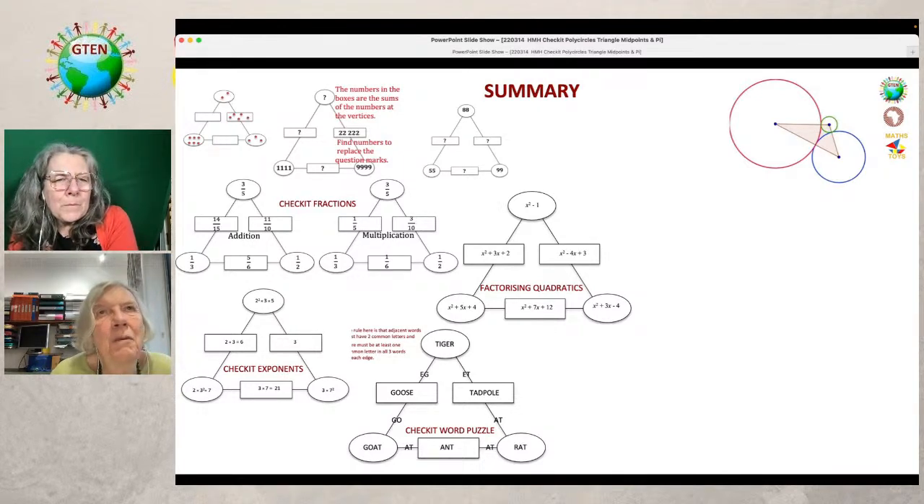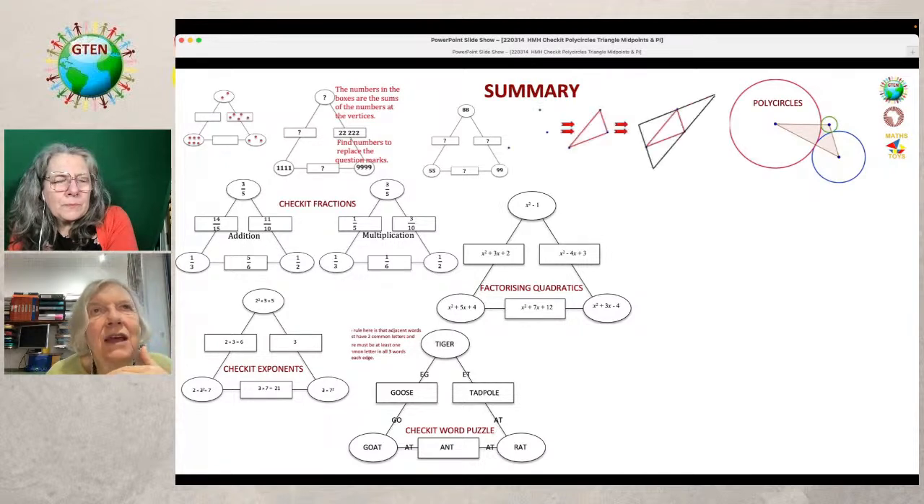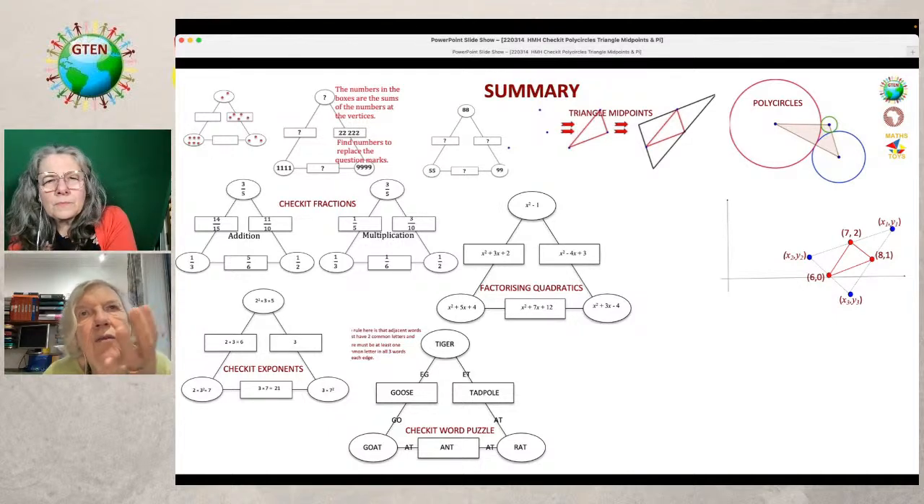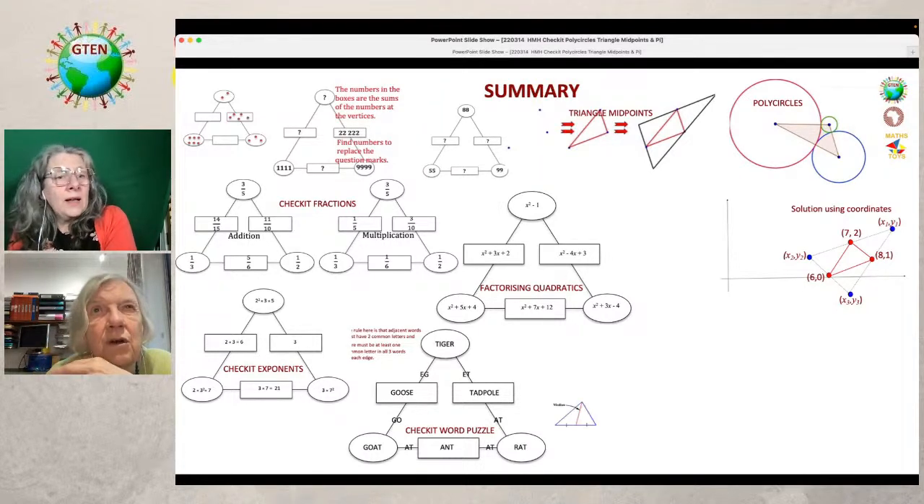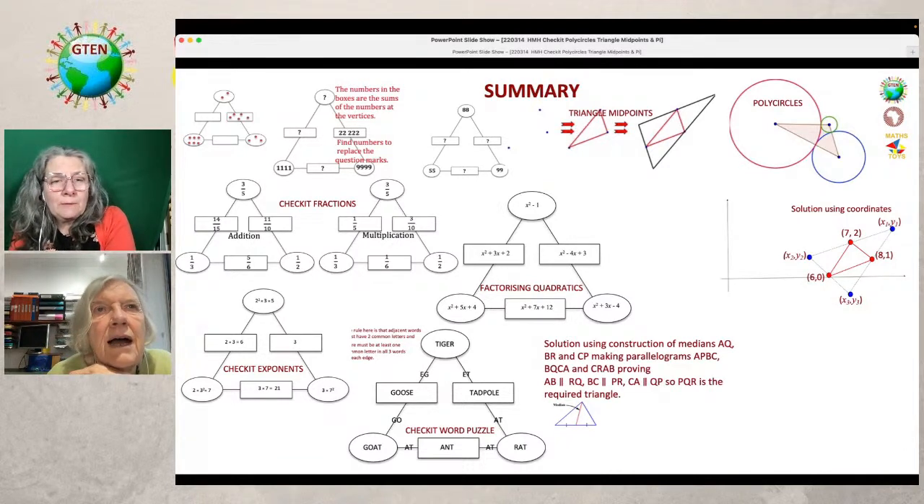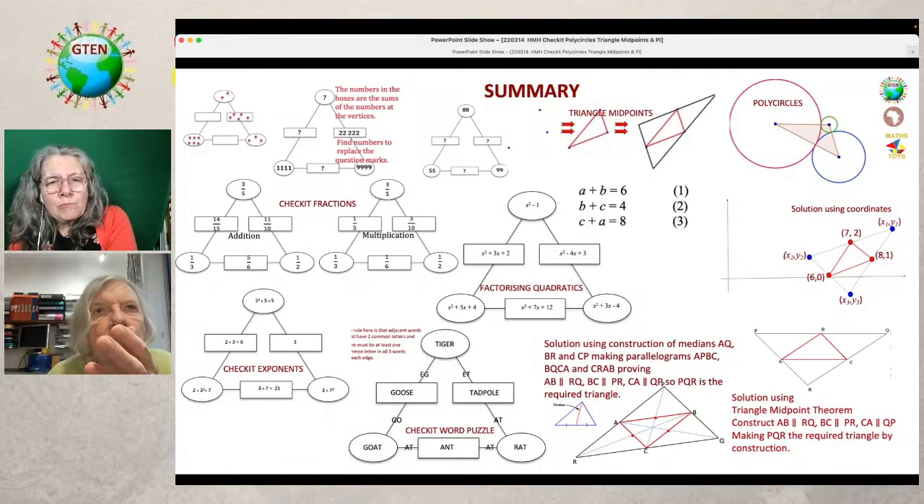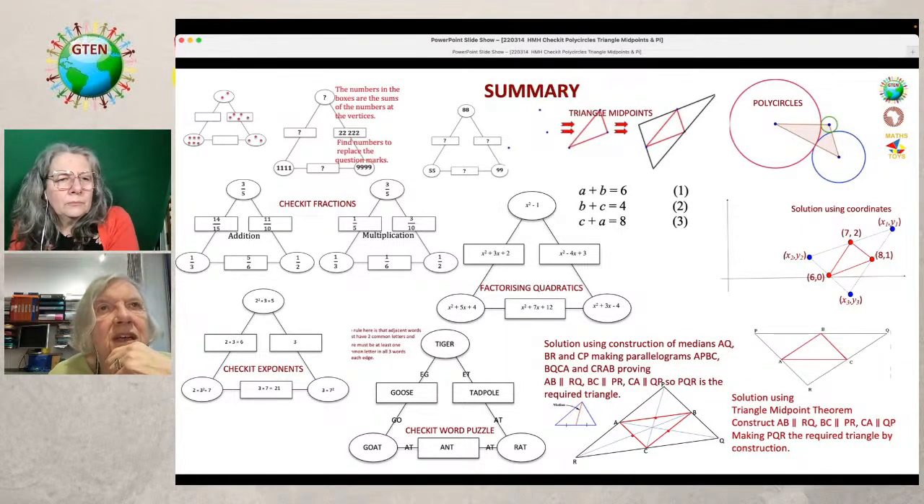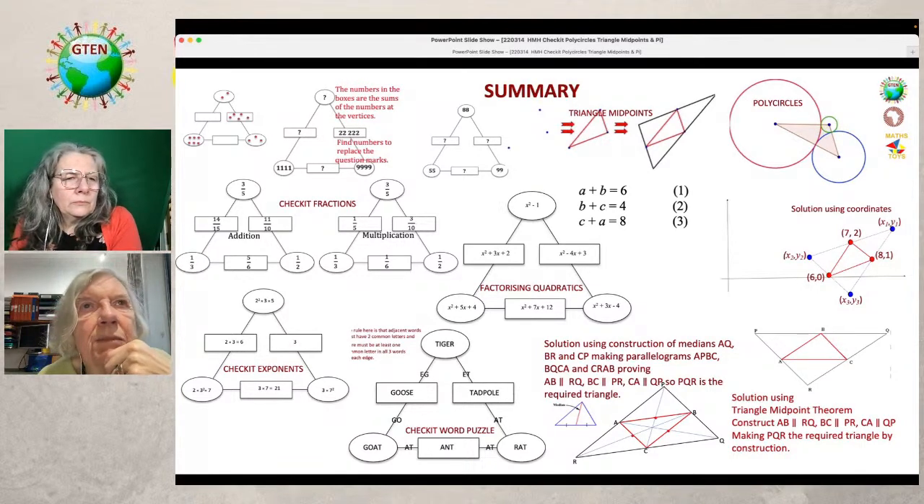And then we came on to our polycircles, and then the triangle midpoints, and there are some versions of triangle midpoints. On the right there, we can do it with coordinates as well, but we haven't talked about the triangle midpoints with coordinates. We haven't done that this afternoon, but we could. Yeah, we could solve it with coordinates. That'd be lovely. And then you can do it with constructions, which we have done, and you can do it with algebra. At the top there, a plus b equals 6, b plus c equals 4, and c plus a equals 8. We can do some algebra.